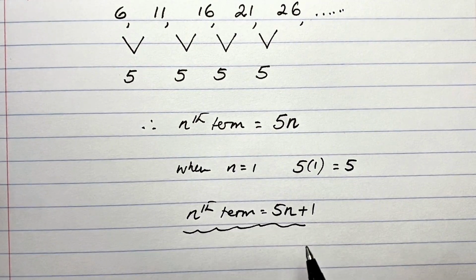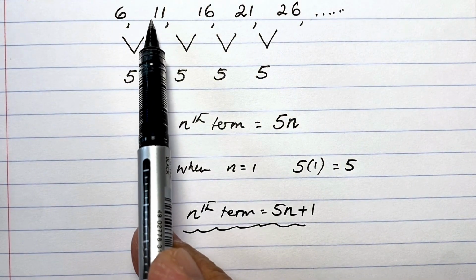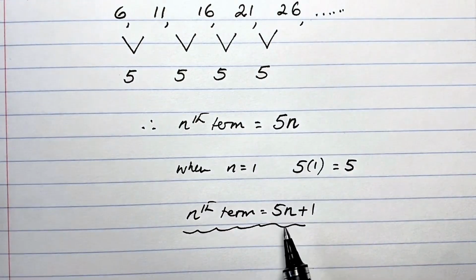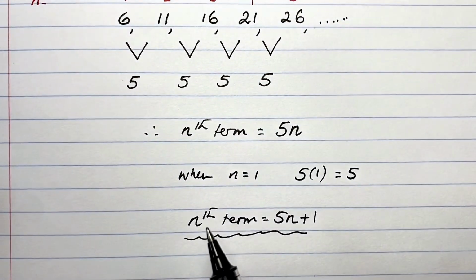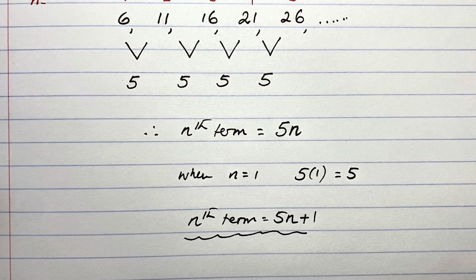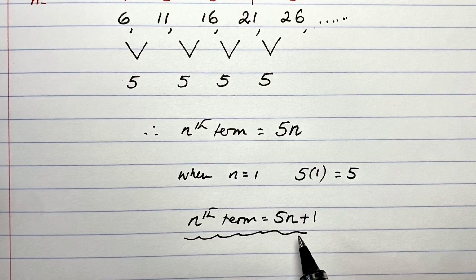Now check it with another term. Give n 2 now. 2 lots of 5, 10. Add 1, 11. Yes. Term number 5: 5 lots of 5, 25. Add 1, 26. So this nth term is correct. To find that extra bit, we can do a different method.